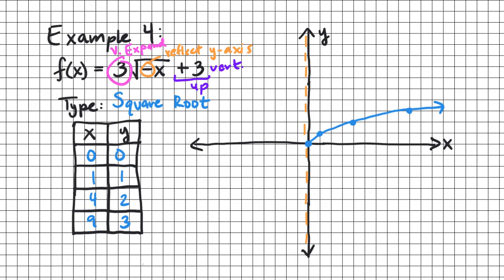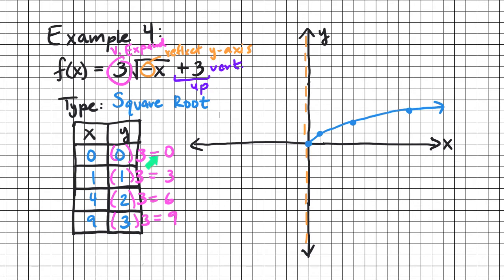So vertical expansion, or vertical dilation. Vertical is going to affect only the y's, so all the y's are going to be multiplied by 3. So 3 times 0 is 0, 3 times 1 is 3, 3 times 2 is 6, and 3 times 3 is 9. Okay, so let's do the expansion first, and then the reflection. So we're going to do expansion first, then the reflection, then the vertical translation.